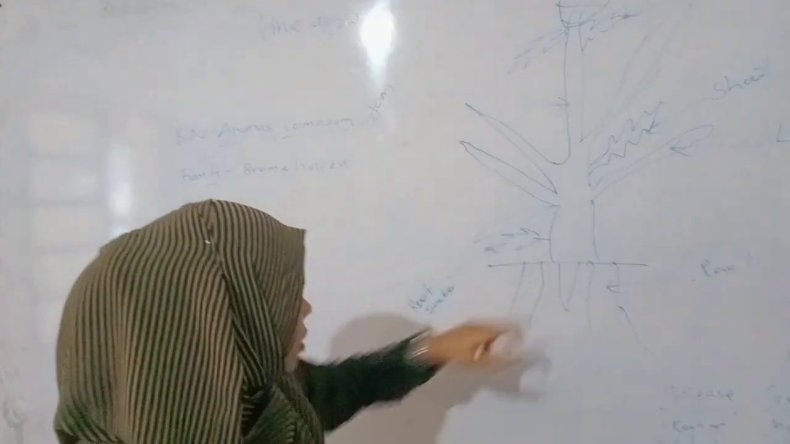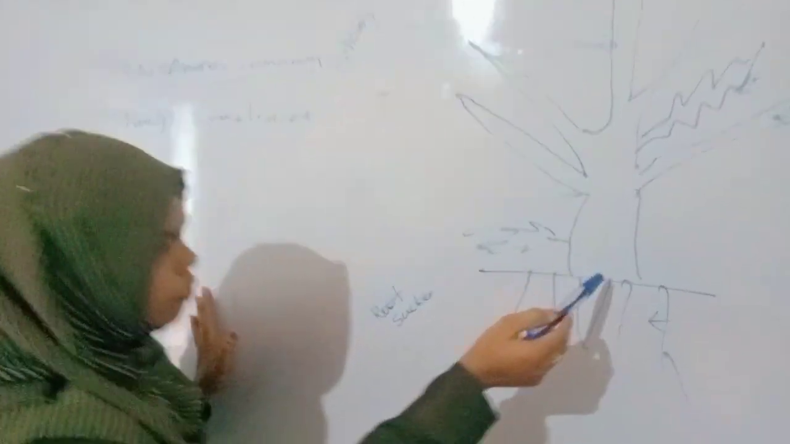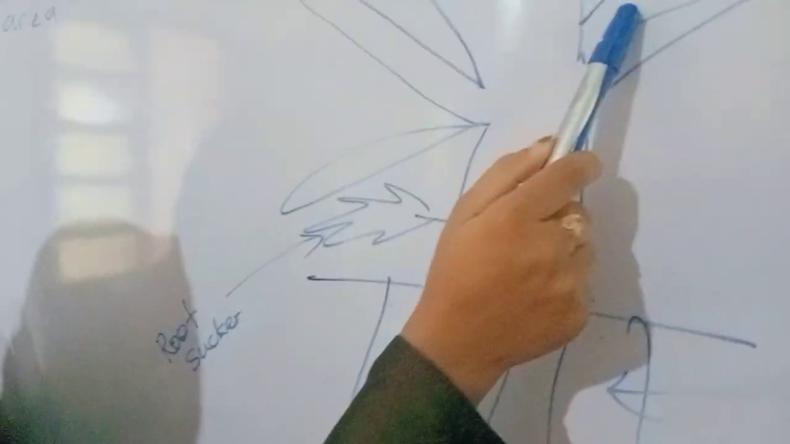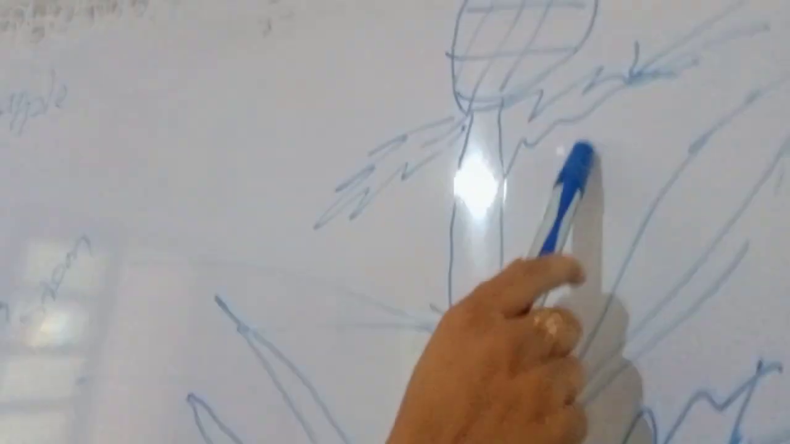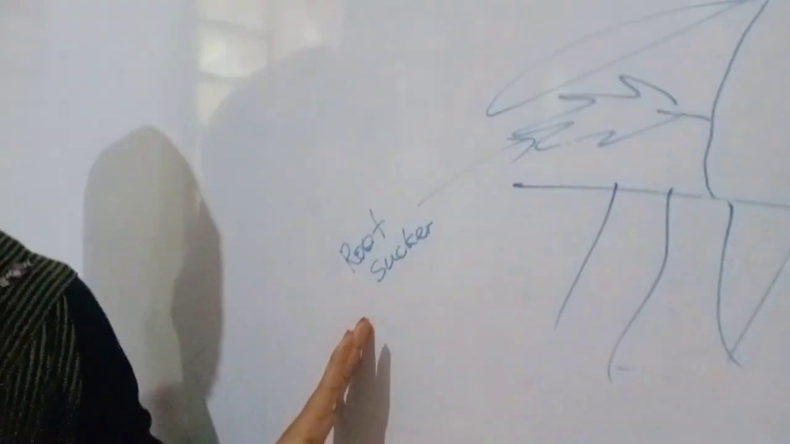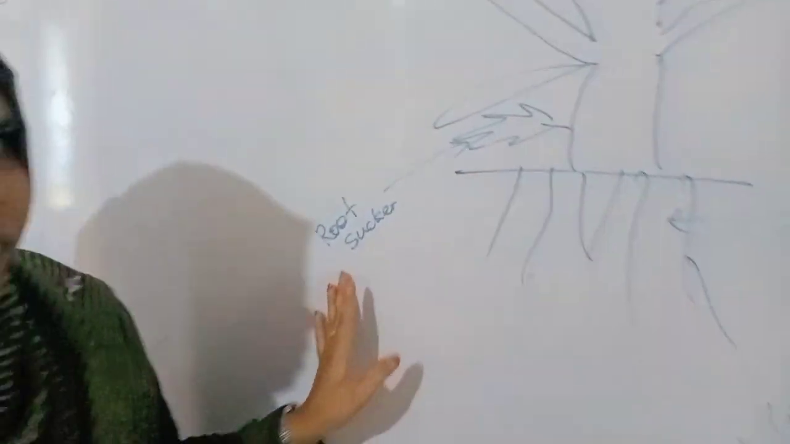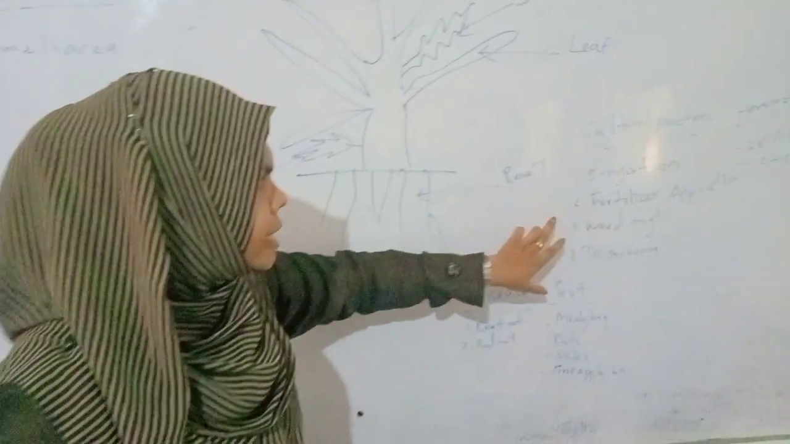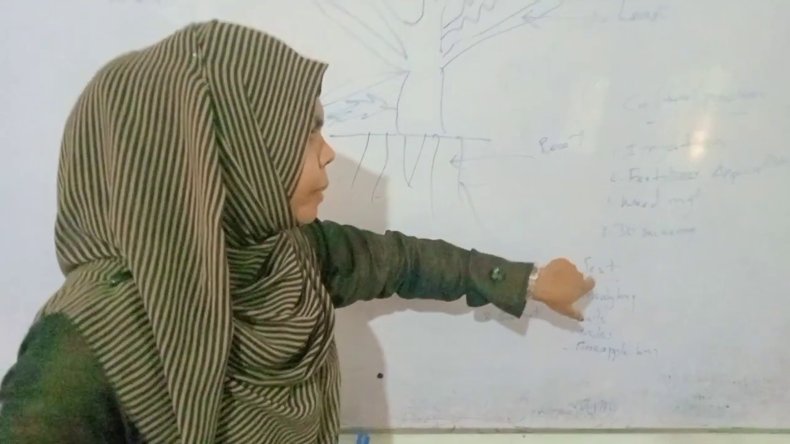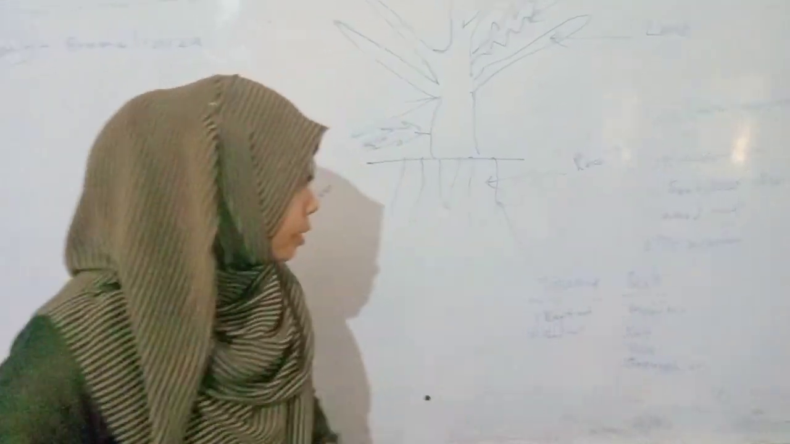The shoot sucker is at the base of the plant. The shoot sucker is at the base of the stem, the slip sucker is at the base of the fruit, and the crown sucker is at the top of the fruit. The crown sucker and root suckers are mainly used as planting material. Then the cultural practices are irrigation, fertilizer application, weed management, and desuckering.